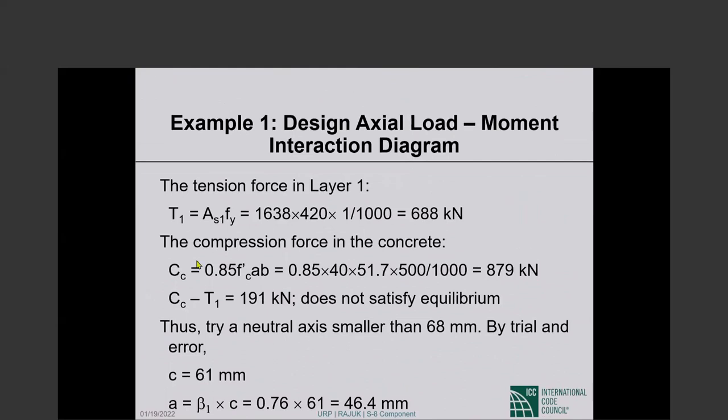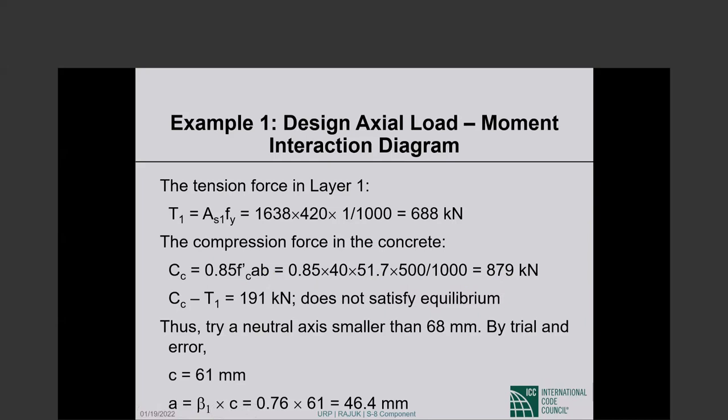The tension force is the area 1368 multiplied by the yield strength, 688 kilonewtons. The compression force in the concrete, 85% f'c ab, where 85% f'c is 40 and a calculated value is 51.7, assuming a neutral axis depth of 68 millimeters and b is 500, gives us 879. C is not equal to T. Compression is not equal to tension. The section is not in equilibrium.